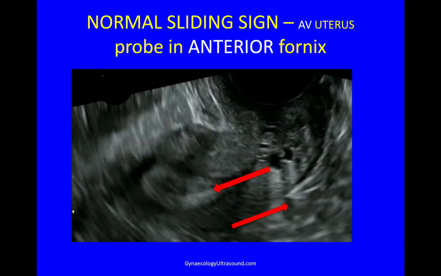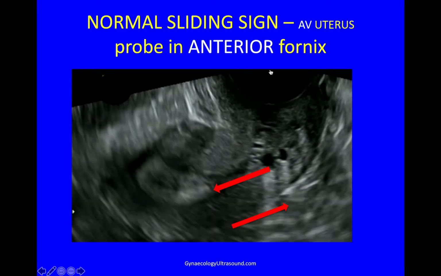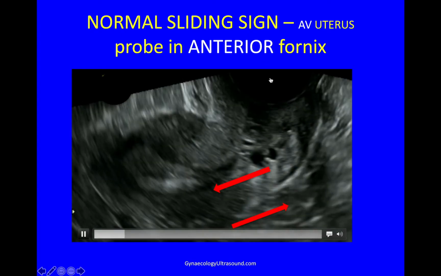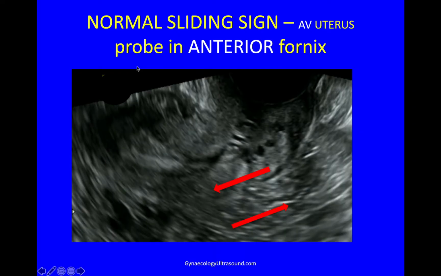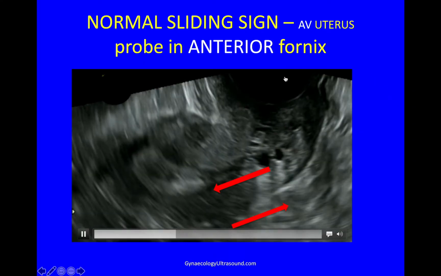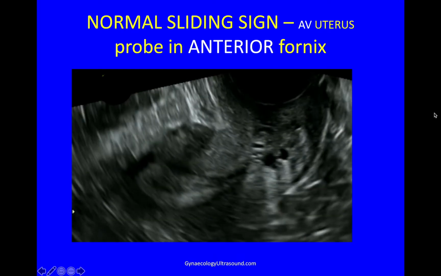I'm doing this with my probe in the anterior fornix. I'm very gently pressing in and out a tiny bit with the probe, and only rarely do I need to use my other hand on the abdomen to ballot between. Usually just a little bit of gentle movement there is enough.